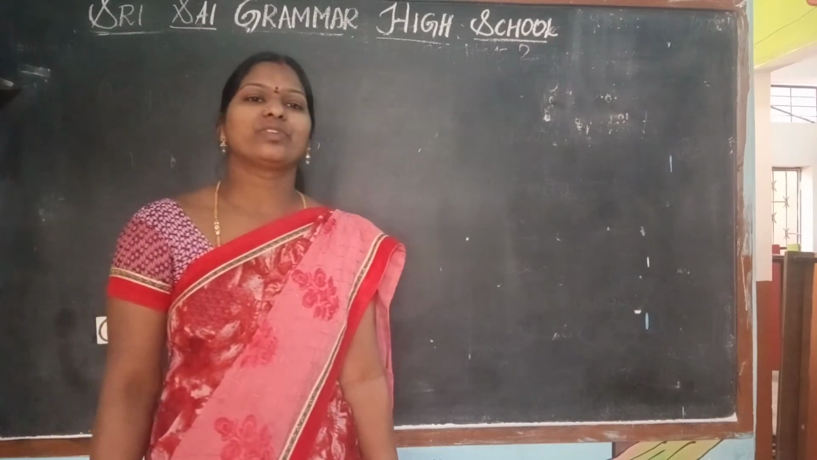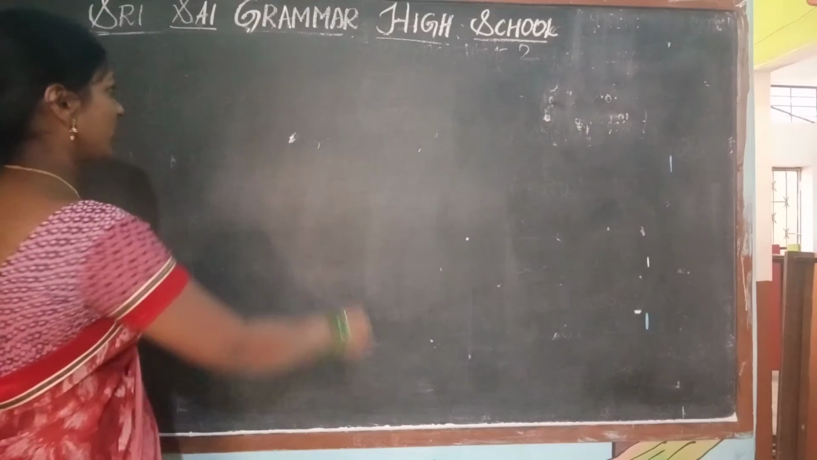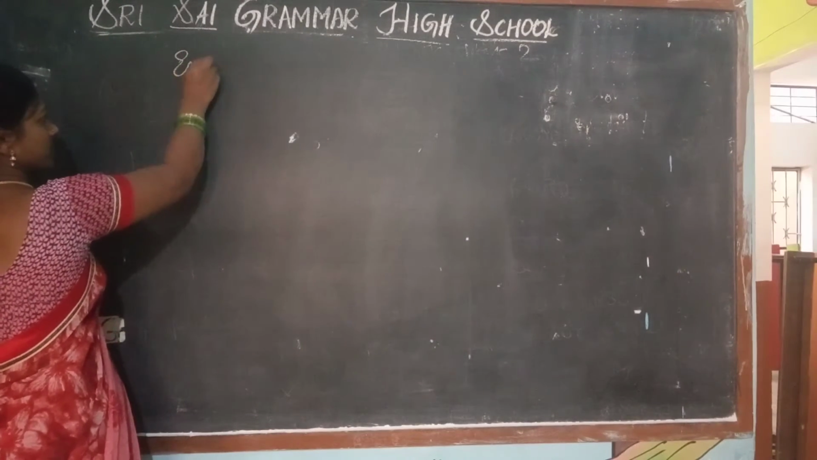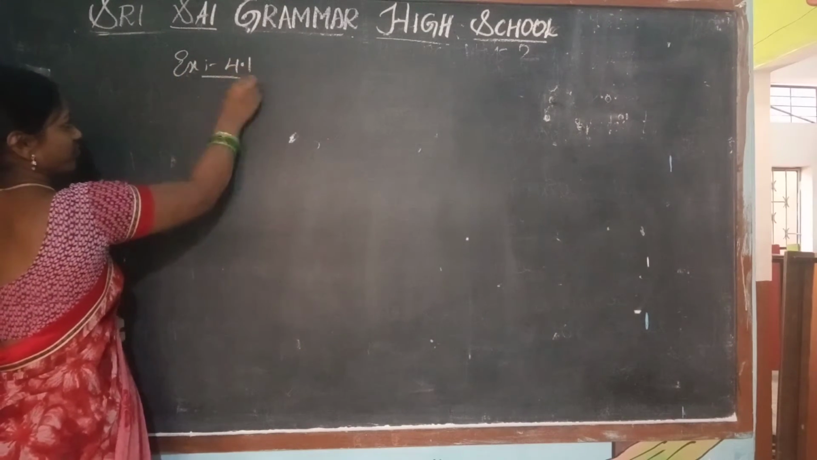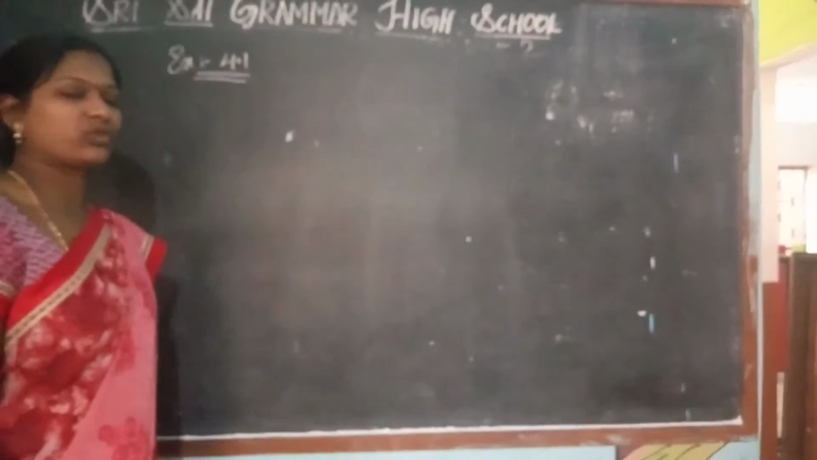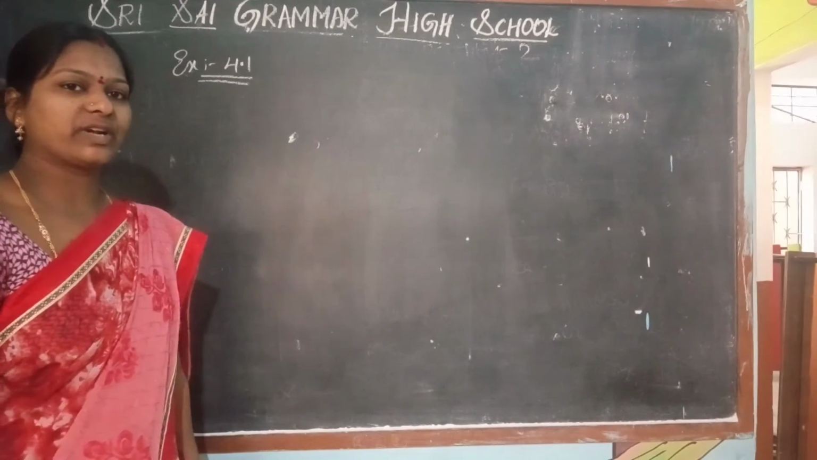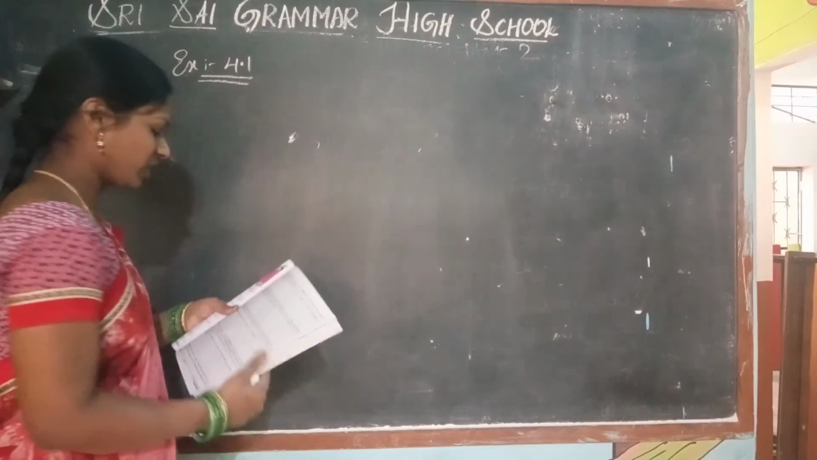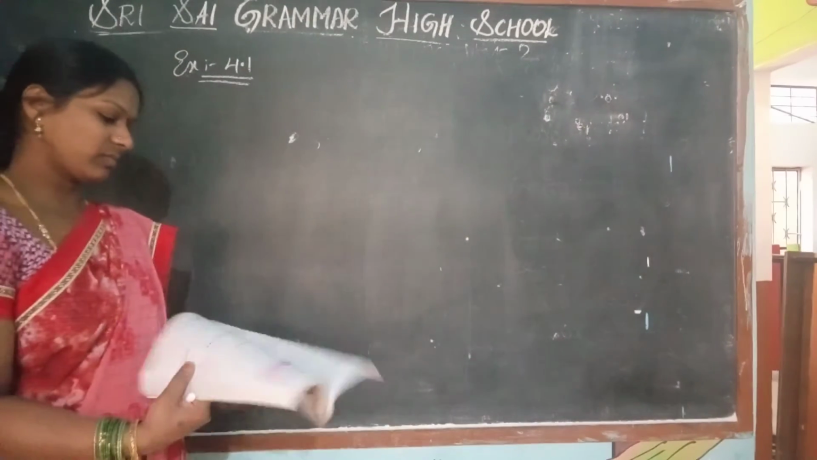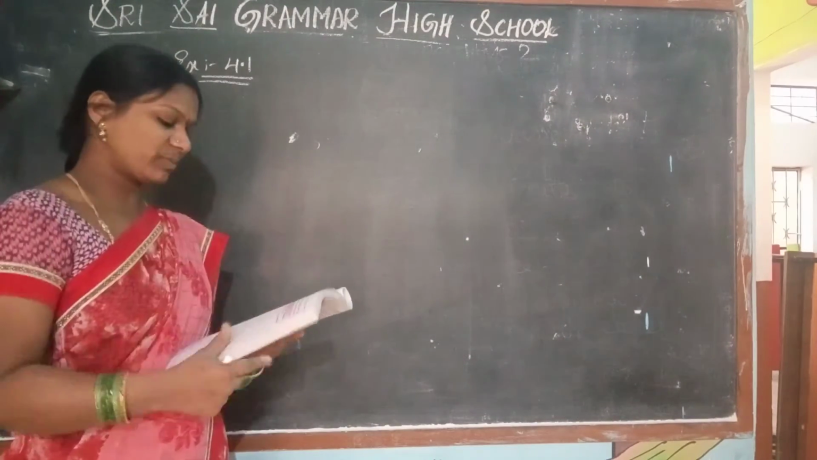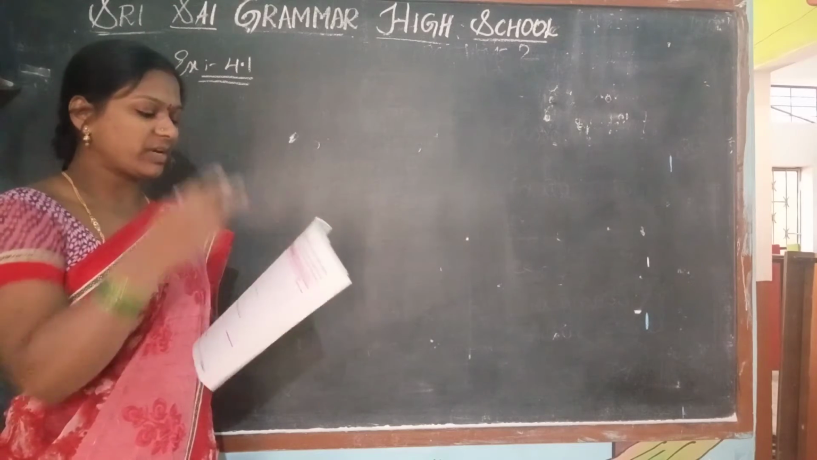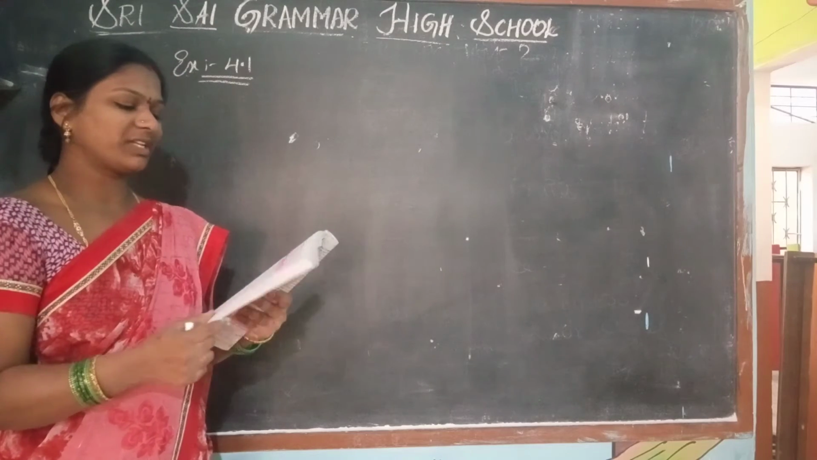Now let us move to exercise 4.1. Everyone open exercise 4.1. Keep your textbook in front of you and start writing. Page number 50. Join the points given below. Name the line segments so formed in the figure.